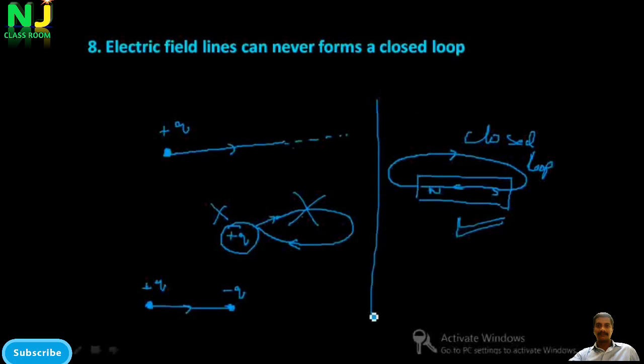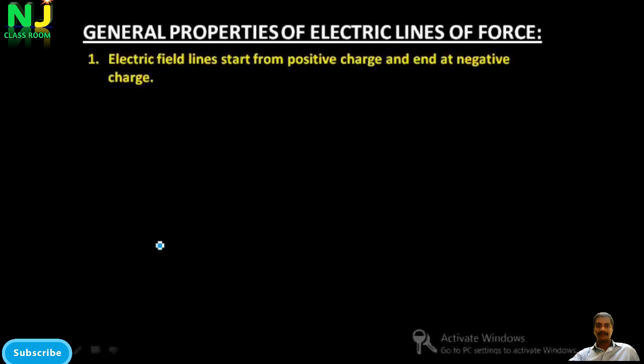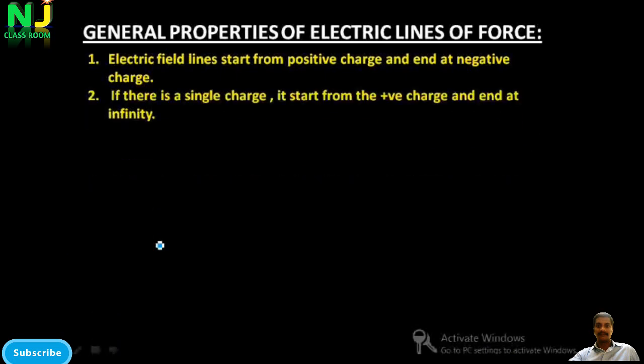So this is property number 7. Now it is very clear what the important general properties of the electric field lines are that we have discussed. As a conclusion, the first one is that electric field lines start from the positive charge and end at the negative charge. The second property is that if there is a single charge, the lines start from the positive charge and end at infinity.